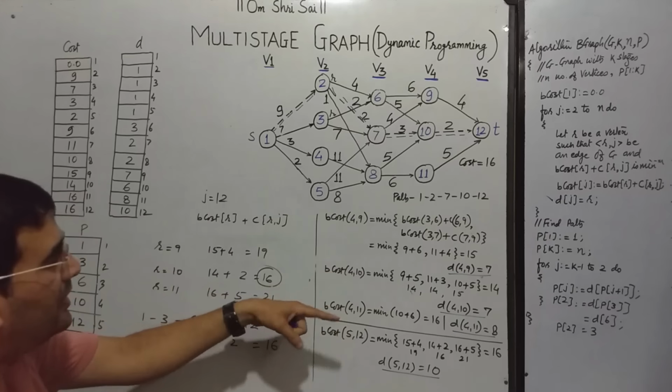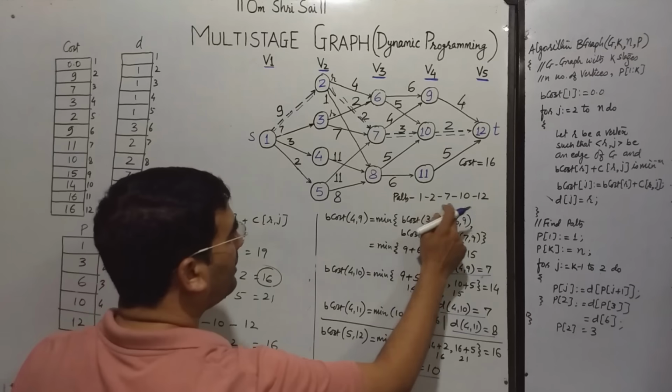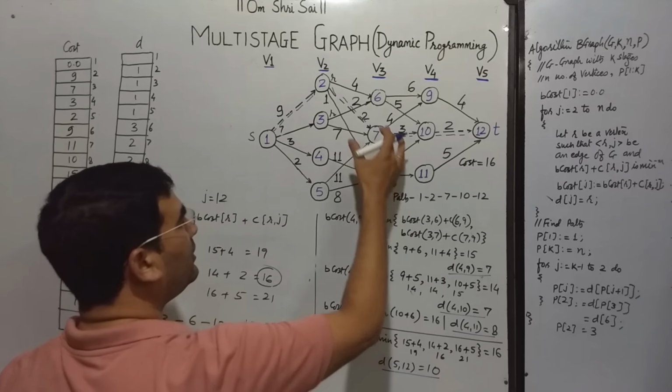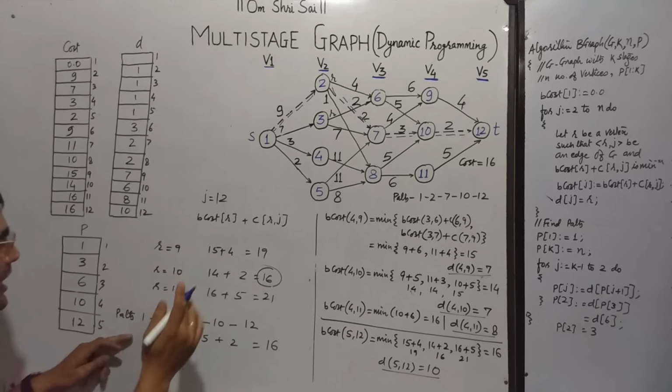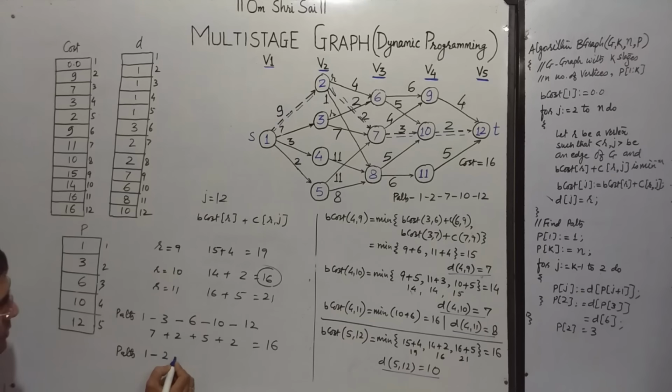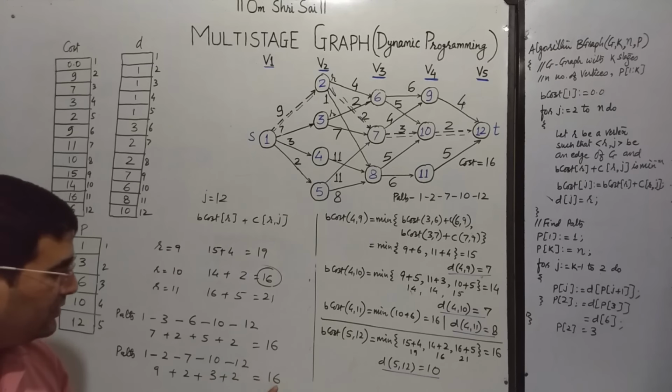But here, where double entries have come, because of that we got another path. No problem. From this path also we are getting cost 16, which we had calculated in the normal way. And when we calculated through this algorithm, the path is 1 to 3 to 6 to 10 to 12. This is another path. So we have two paths. That is 1 to 2, then 7, then 10, then 12 with the cost as 16. So we have two paths for this multi-stage graph problem with the minimum cost. Both are valid, both have the same cost.